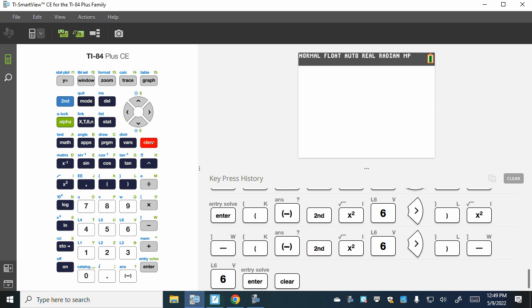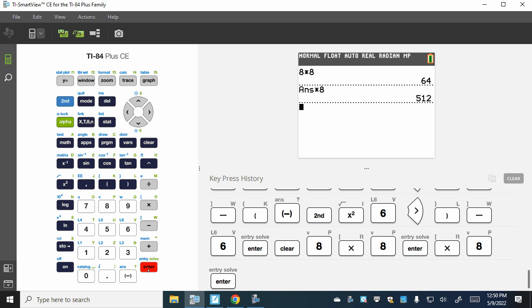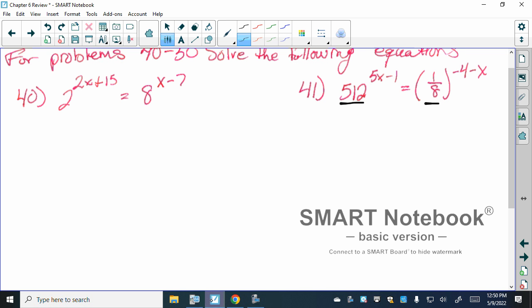So if we look at the calculator, we can try seeing 8 times 8 is 64. And if we multiply 64 by 8, we do get 512. Or we can say 8 to the third power is 512. So we can rewrite 512 as 8 to the third.